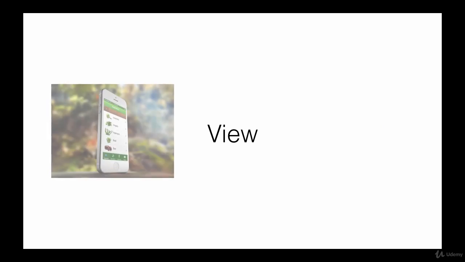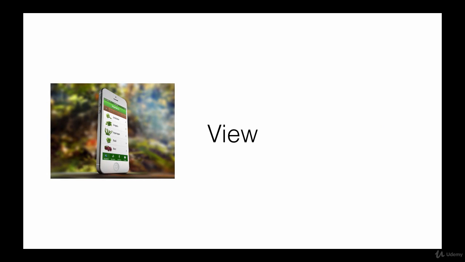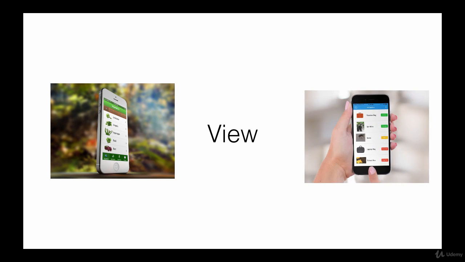View. The view is something that a user sees on the screen. This can be an iPhone screen, which is the display of a vegetable listing for a vegetable gardening app, or this can be a listing of their personal items. But it's not only limited to iPhone. Apple Watch, iPad, Apple TV, anything that the user can interact with and sees is considered a view.